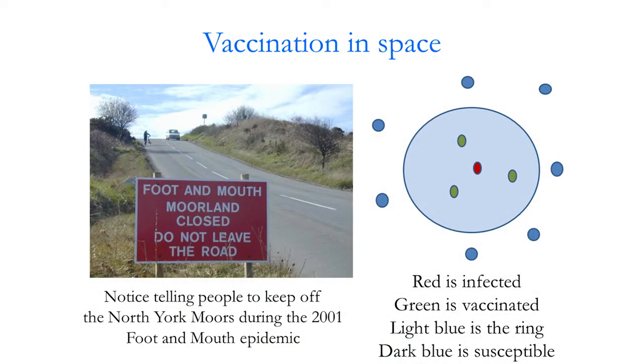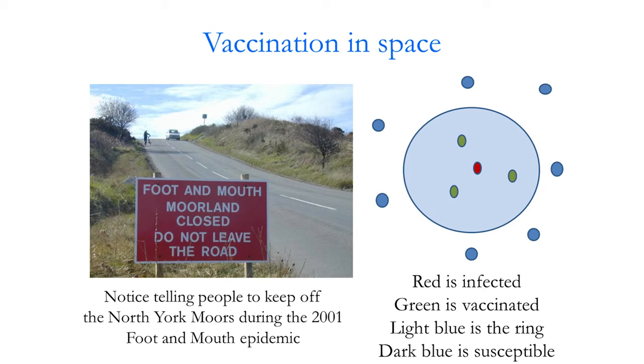So my final example is vaccination in space, and the 2001 foot and mouth epidemic, during which the numbers are quite remarkable. 6.5 million livestock were destroyed, and the economic cost was estimated at 5 billion. The United Kingdom government used a policy of culling all the animals in at-risk farms, and this was very unpopular, I think it is fair to say, both with the general public as well as with the farming community.